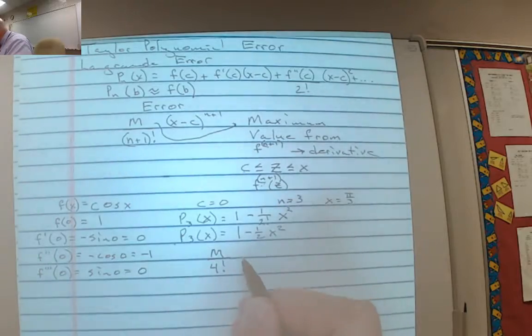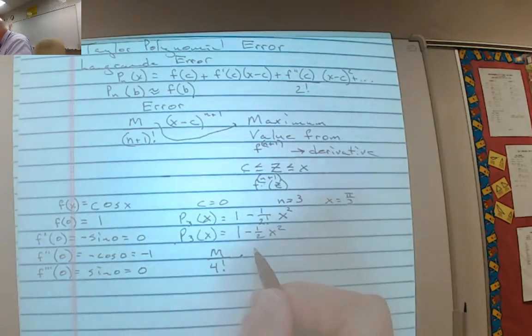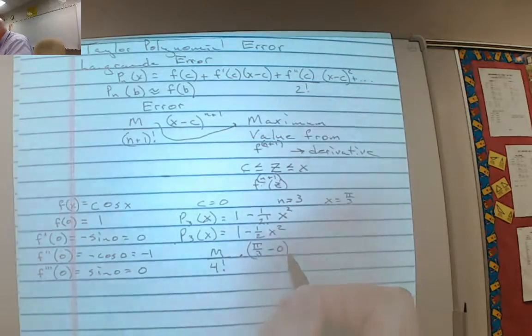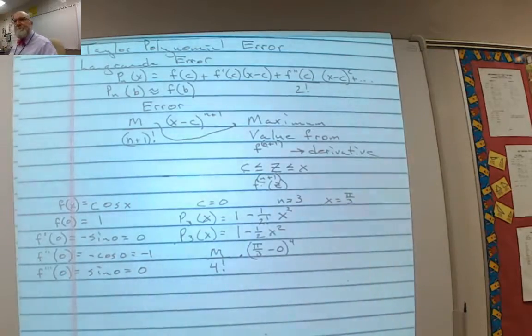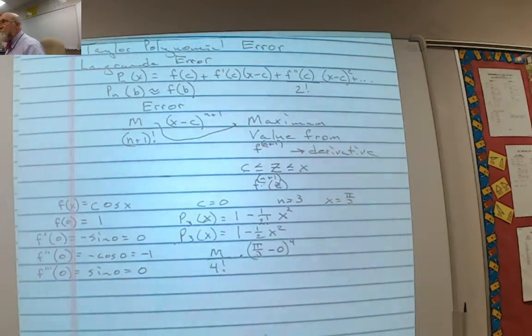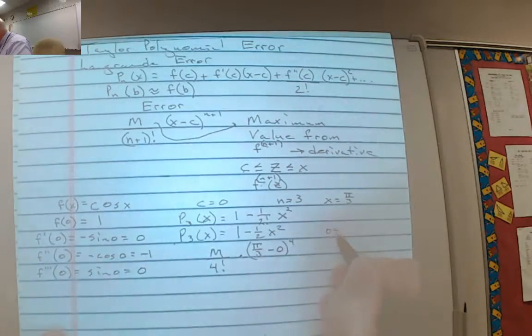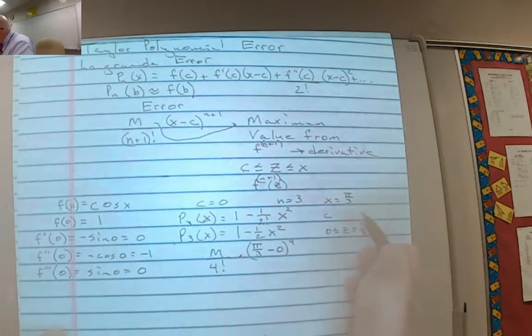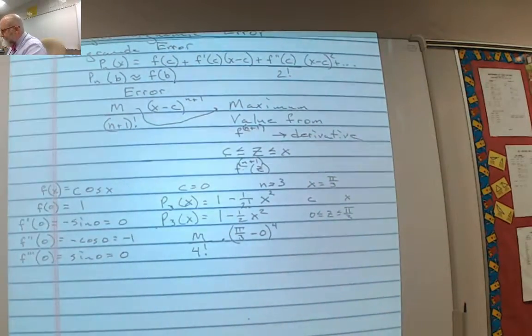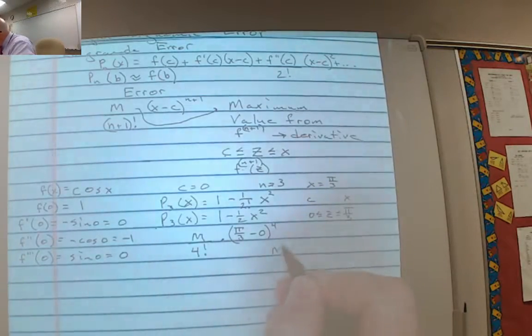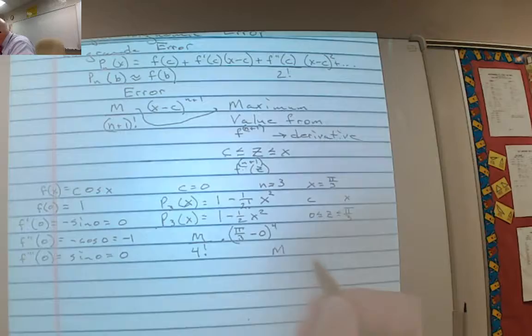And I'm going to multiply that by pi over 3 minus 0 raised to the 4th power. Okay, my closed interval is going to be from 0 less than or equal to x less than or equal to pi over 3. So here's c, here's x. And M is the maximum of the 4th derivative.